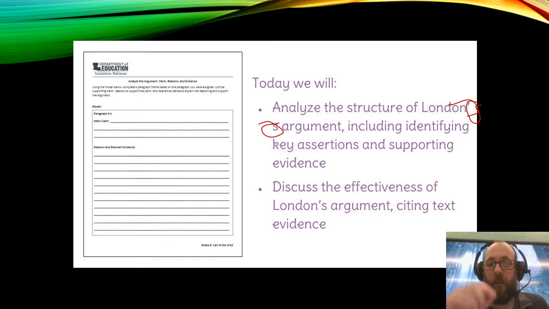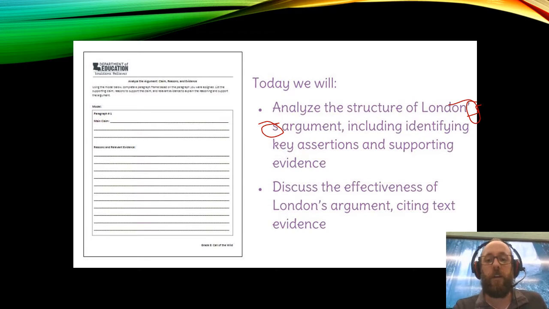So what we're going to do is look at Jack London's arguments, and we're going to see if he's a good arguer, if he's very good at argumentation. So we're going to discuss the effectiveness of his arguments. Does he cite reasons and evidence when he argues?